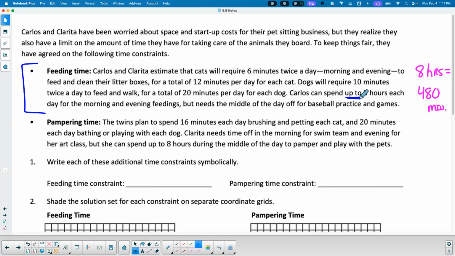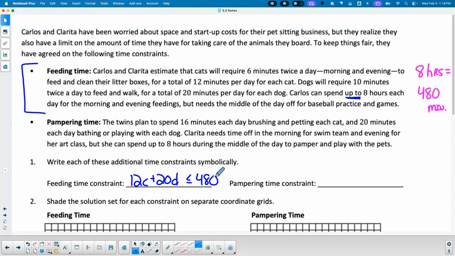Okay, what's the something that goes in front of the C? How many minutes per cat? Read the problem. How many minutes per cat? 12 minutes per cat. Okay, so that's going to be 12C. Then what? Plus or minus or times or divide? Plus 20D. Less than or equal to 480. Okay. Agree with me on that one.